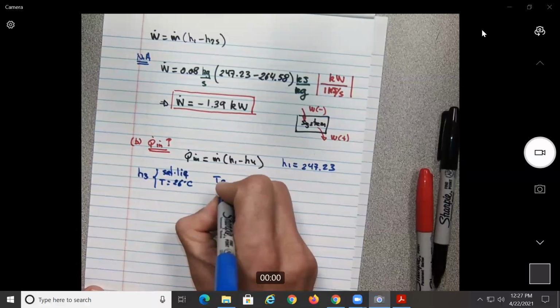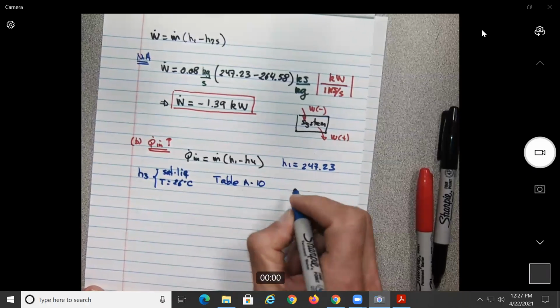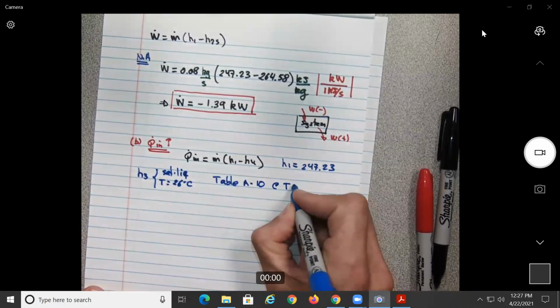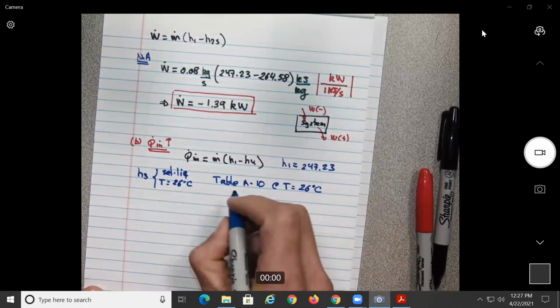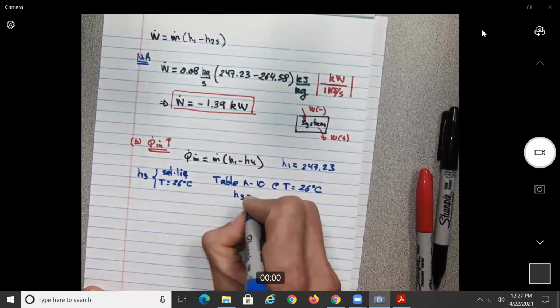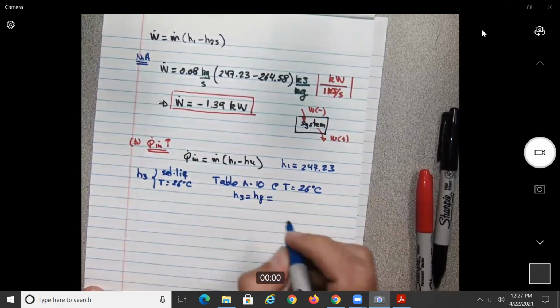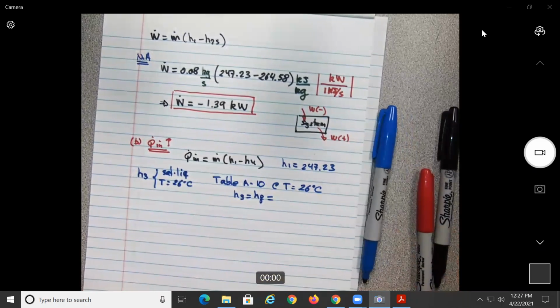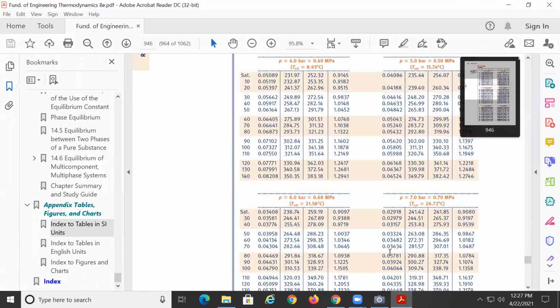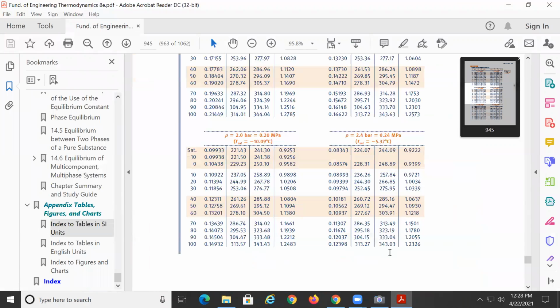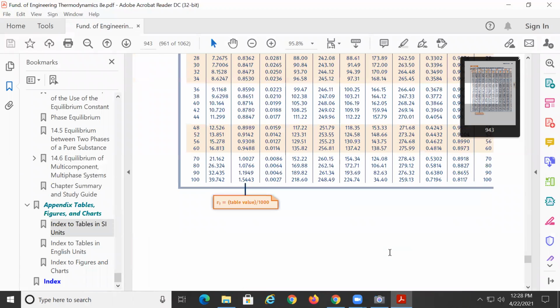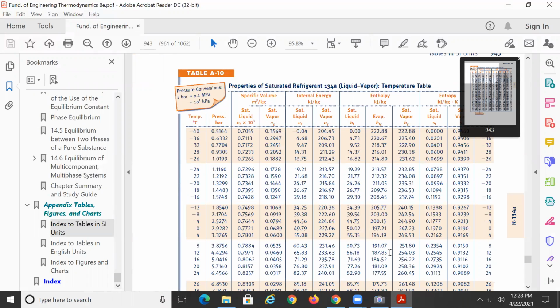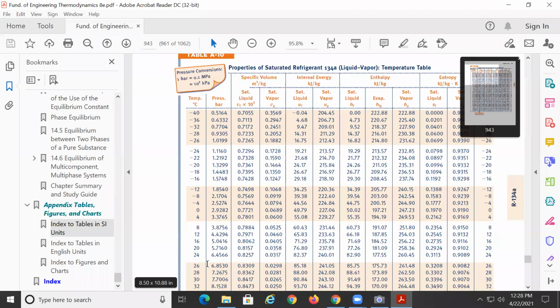So I guess we can go to table A10 at T equal 26 degrees Celsius, and from here we can read H3 will be equal to H fluid, or H_f. I don't remember which one they use. Here we go, we look for H fluid, which is 85.75.